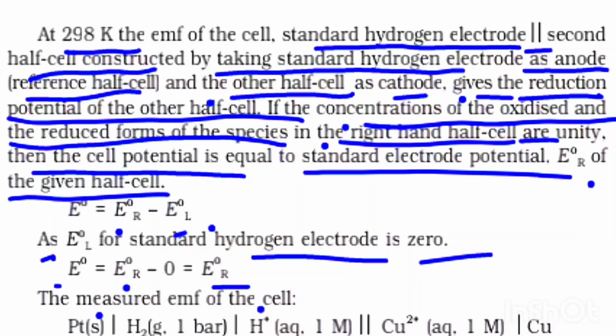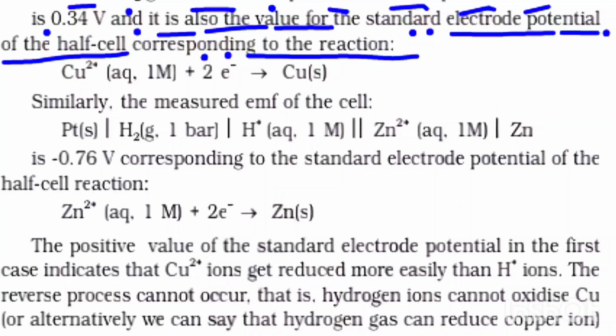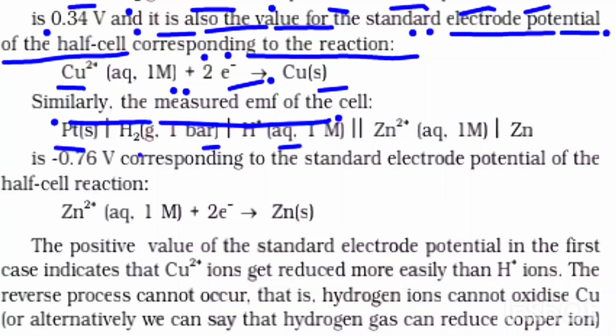The measured EMF of the cell Pt, H2 1 bar, H+ 1 molar, double line, aqueous solution of 1 molar copper ion, copper, is 0.34 volt, and it is also the value for the standard electrode potential of the half cell corresponding to the reaction Cu2+ aqueous 1 molar plus 2 electrons gives Cu.